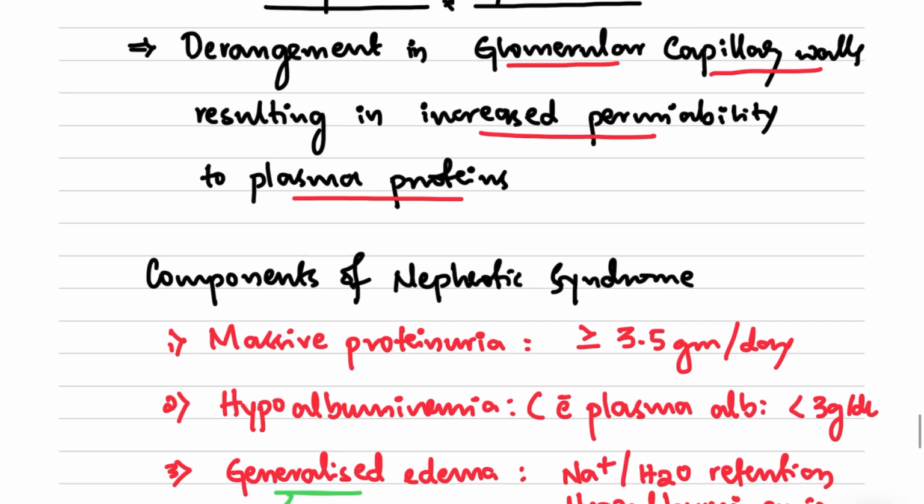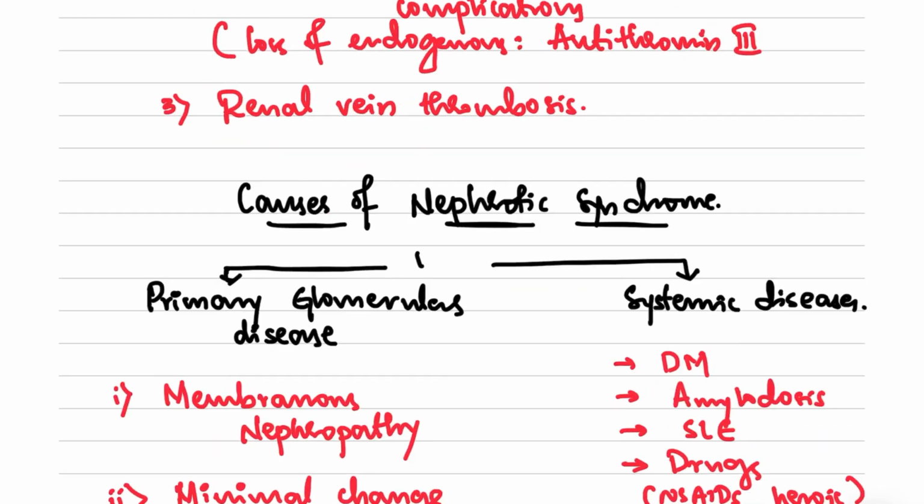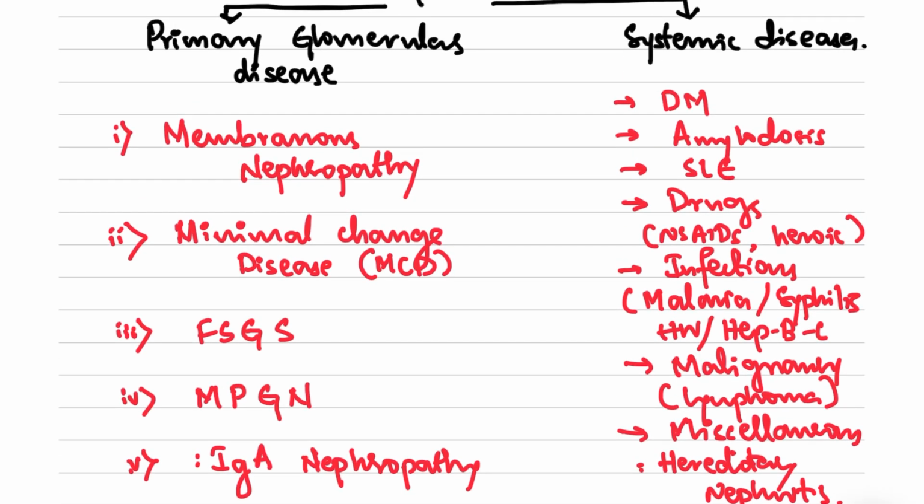We'll have a separate discussion of each topic, that is membranous nephropathy, minimal change disease, FSGS and MPGN, in the upcoming lectures. Thank you for watching, guys. Move on to the next lecture and learn more about it.